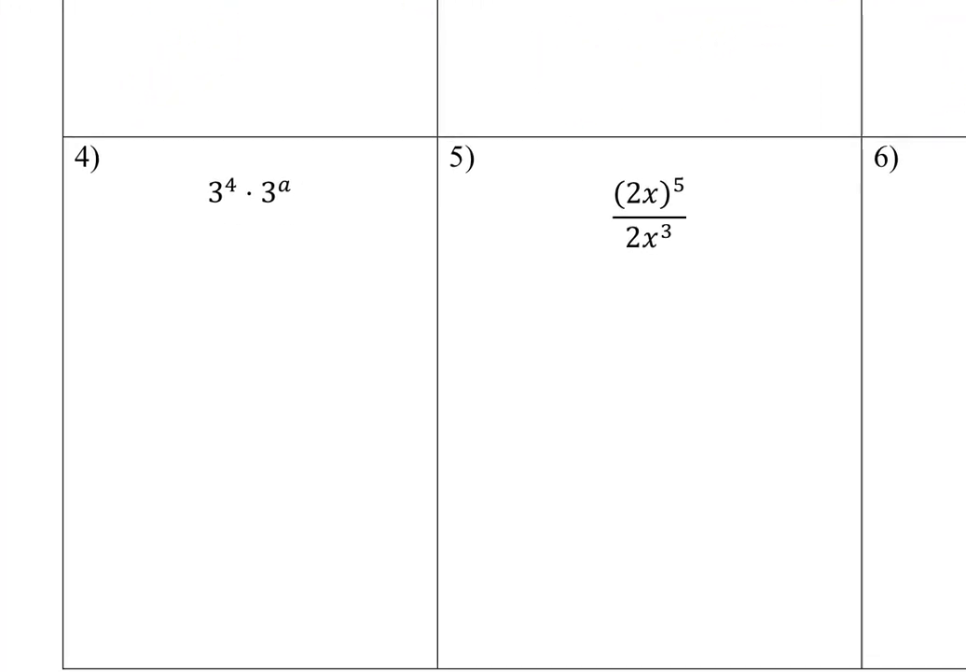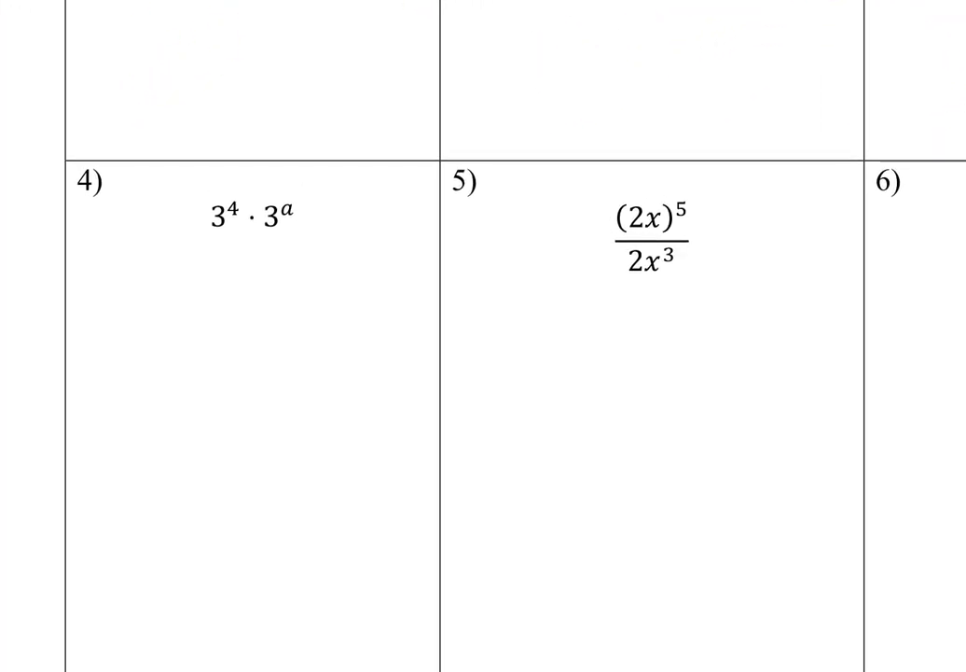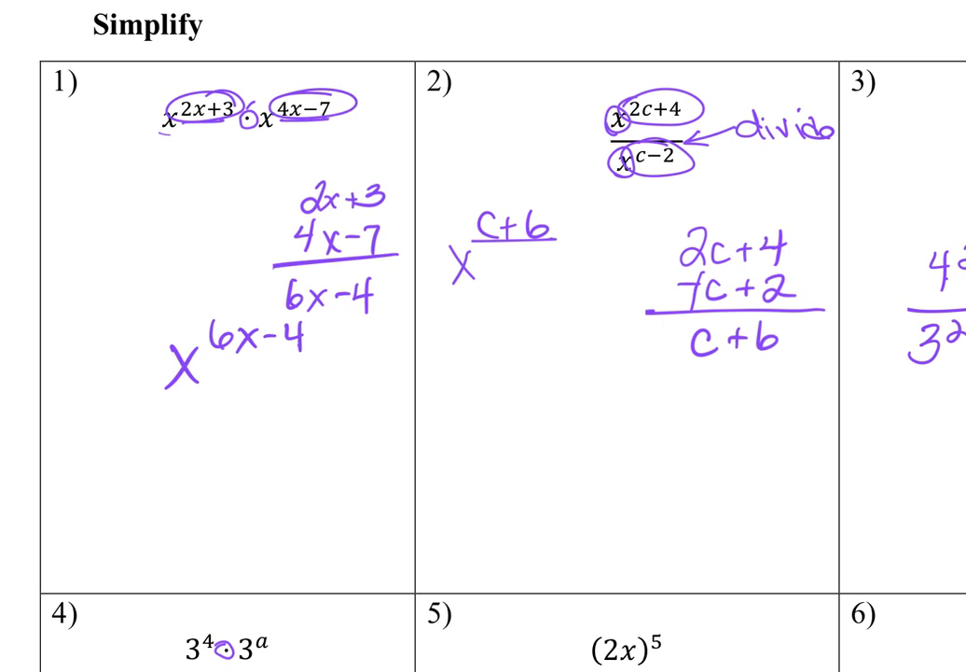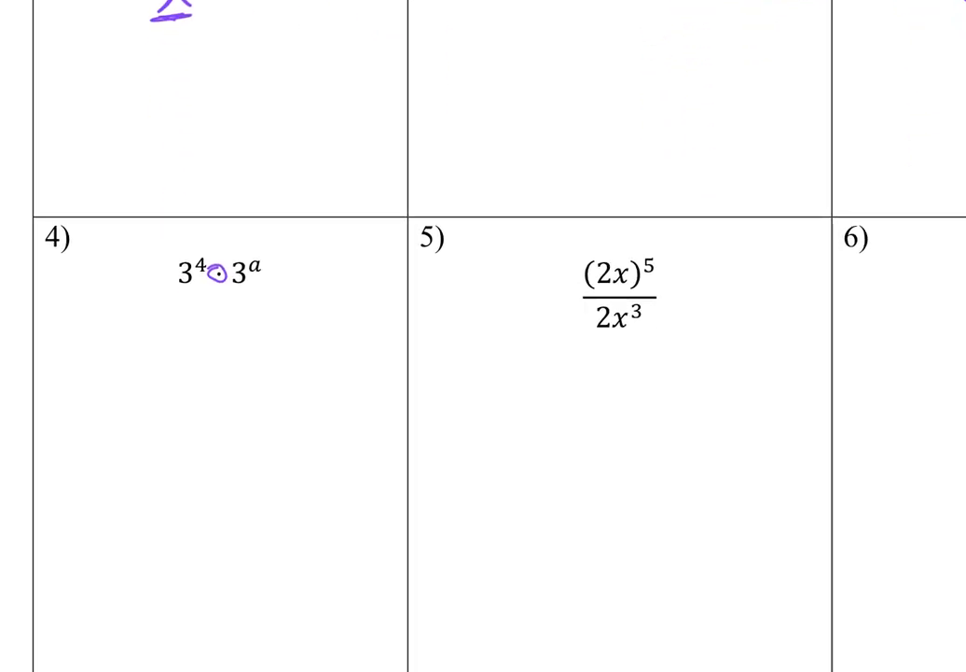Okay, so here we are. We're multiplying bases. So when you multiply bases, you add exponents. Notice up at this one, my x stayed the same. X and x are the same here. So when I multiply the bases, I'm just adding the exponents. So the final answer here is 3 to the 4 plus a. This 3 stays the same.